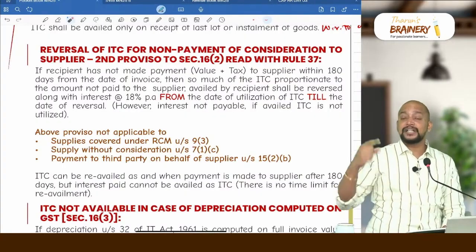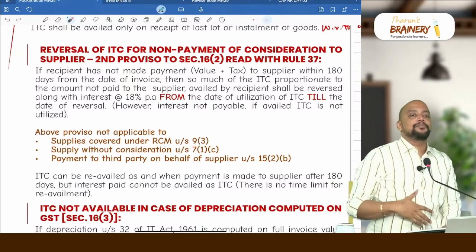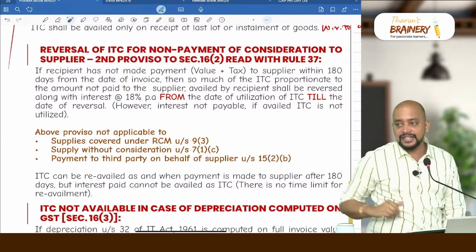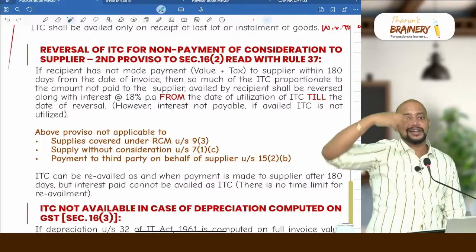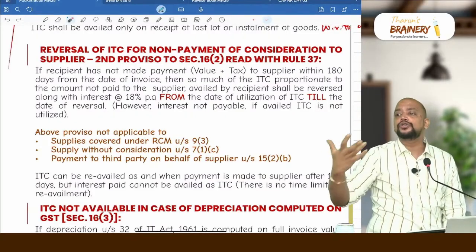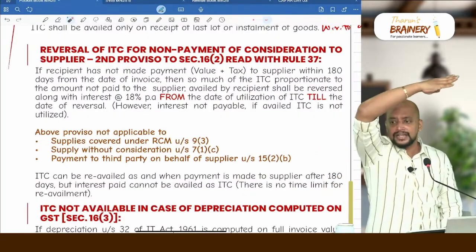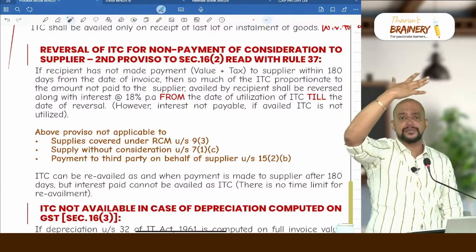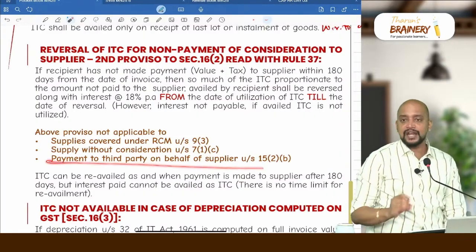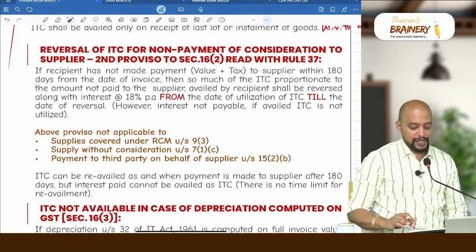Then third, payment already made by the recipient to some other person on behalf of the supplier. For example, you are making payment to a creditor on behalf of me. In value of supply we discussed, you made payment to my creditor on my behalf. In that case, definitely that is my indirect consideration, 15(2)(b). It should be included in the value. So whether I should receive it? No, already my creditor has received it. On my behalf, some other person has received it. So again, don't apply the 180 days condition. Payment to a third party on behalf of the supplier, 15(2)(b). These are the three cases where this above proviso will not be applicable.